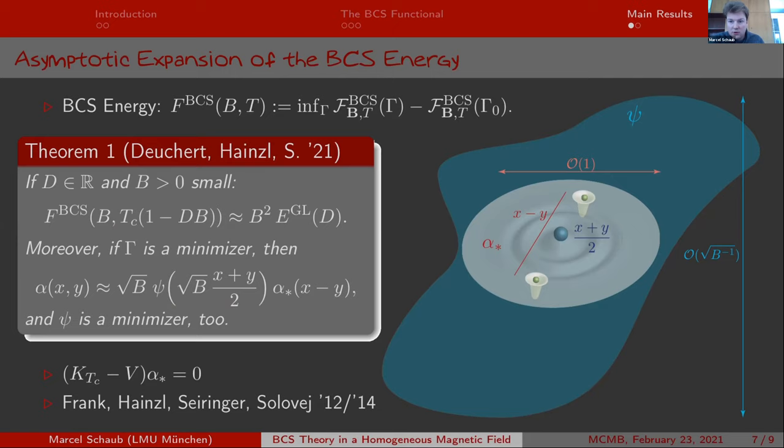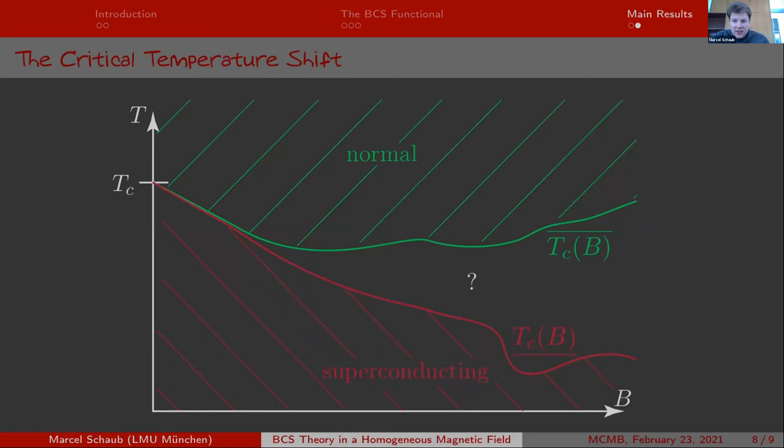Now, my second result pertains to the critical temperature shift. Unfortunately, I can look at the Hessian matrix again, and I find that it's not monotone in T anymore. So what I really have to look at is two critical temperatures, namely the first one, which is defined as the lowest temperature above which the normal state is always stable, and the lower critical temperature, which is the largest temperature such that below it, the normal state is always unstable.